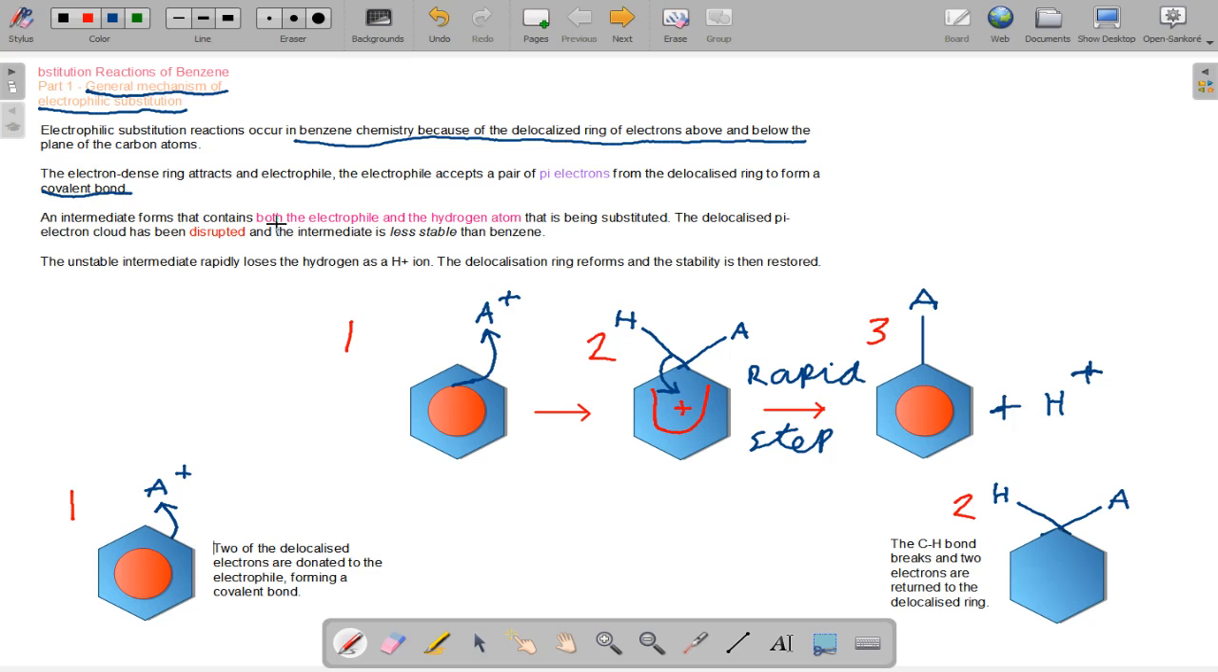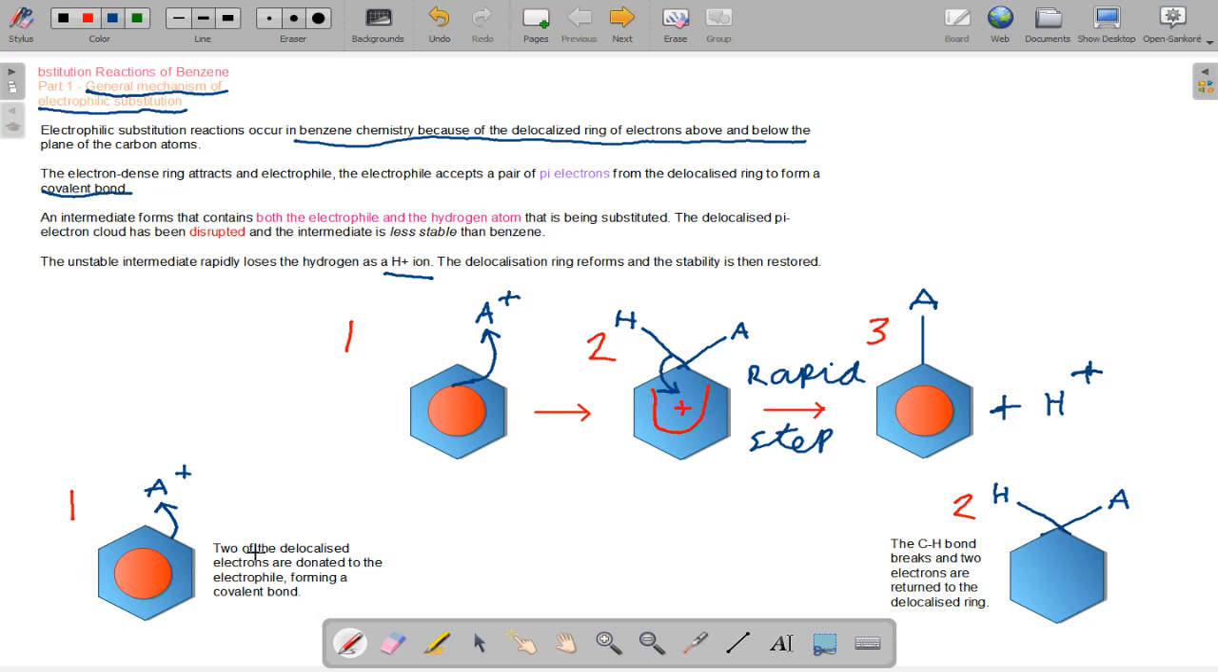An intermediate forms that contains both the electrophile and the hydrogen atom that is being substituted. The delocalized pi electron cloud has been disrupted and the intermediate is less stable than benzene. So the unstable intermediate rapidly loses the hydrogen as an H+ ion. The delocalized ring reforms and the stability is then restored.